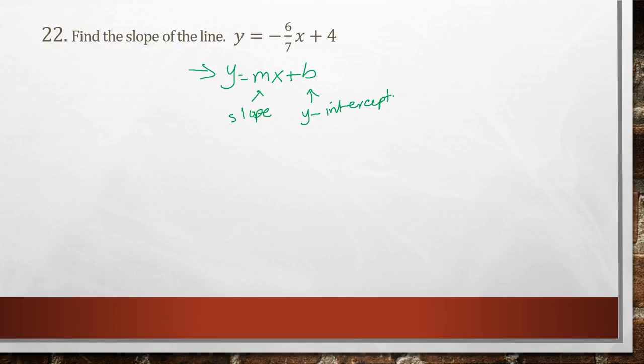So let's look at this. We have y equals some number x plus some number. So it's already in slope-intercept form. So all that you need to do is look at it, and you can see that your slope, m equals negative 6 over 7, would be your solution. There's no work required. You just had to know what your slope-intercept form was, and then recognize that this is already in slope-intercept form. So let's move on to number 23.